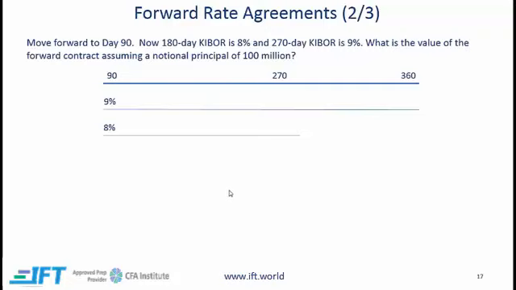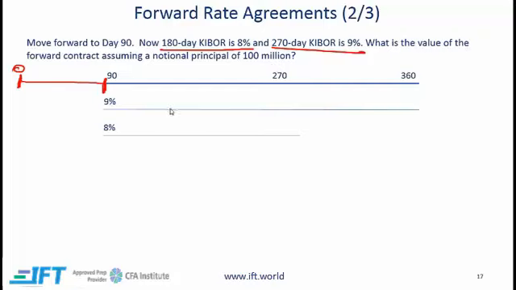The first slide is something that you've actually seen before multiple times. You've seen it at level 1 and you saw it in fixed income, but this is new. We move forward 90 days. So this is where the contract was initiated. Now we are here, day 90. Interest rates have changed. 180-day CIBOR is down to 8% and 270-day CIBOR is 9%. What is the value of the forward contract assuming a notional principal of 100 million?